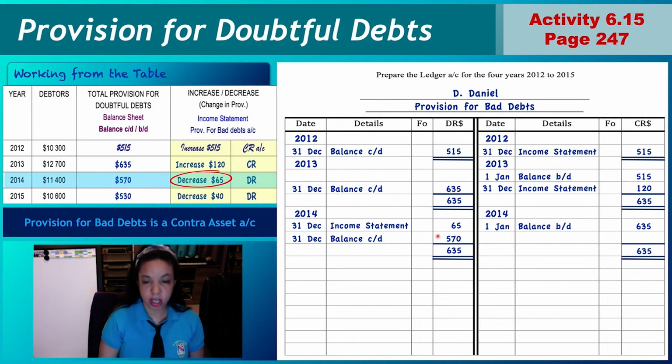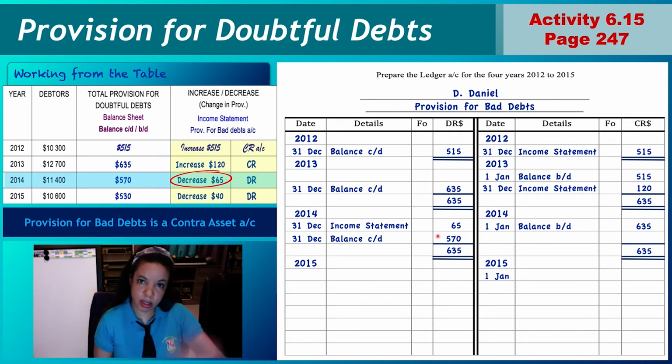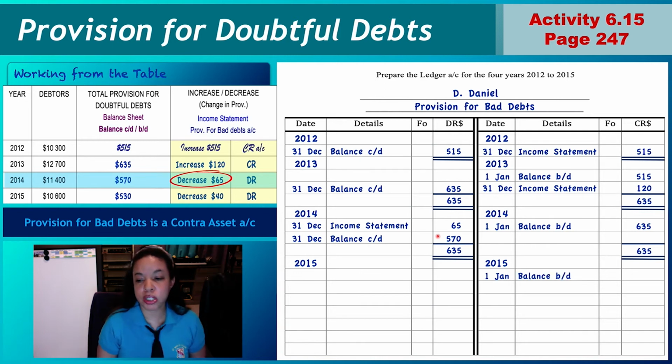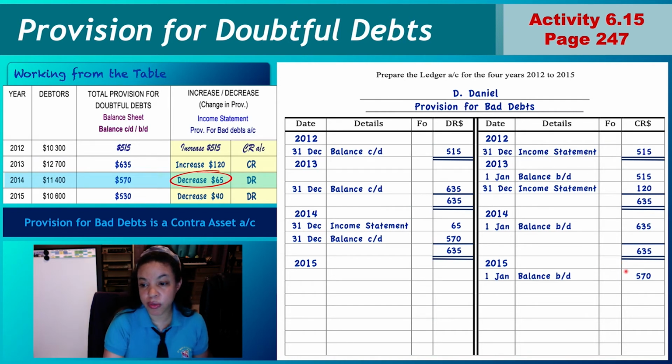You're going to go open up for 2015. 1st of January, always on the credit side, balance brought down. And how much is your balance brought down? Look right next to my laser there, 570. So you bring it down over here, 570. And we good.